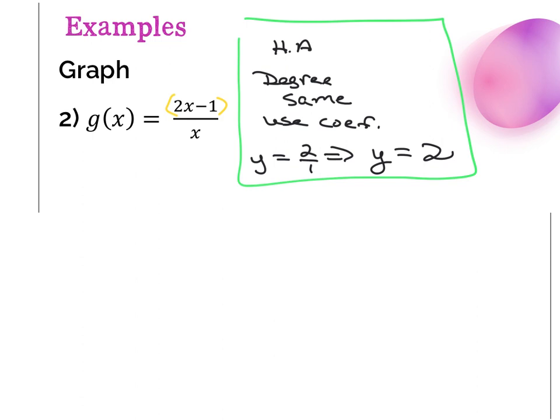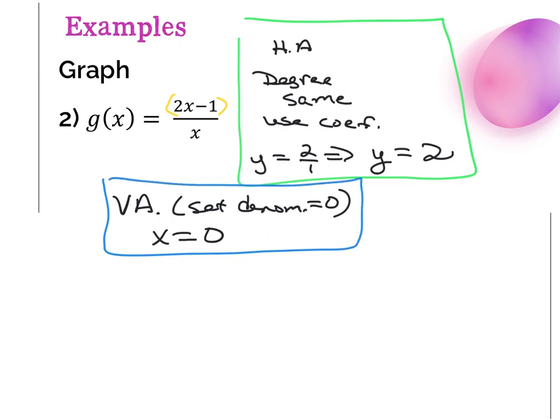Now I'm going to find my vertical asymptote. The vertical asymptote, this is where we set the denominator equal to 0. x equals 0. It was that simple. So that's where my vertical asymptote occurs.